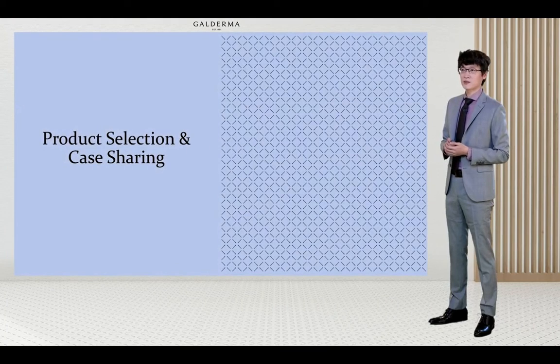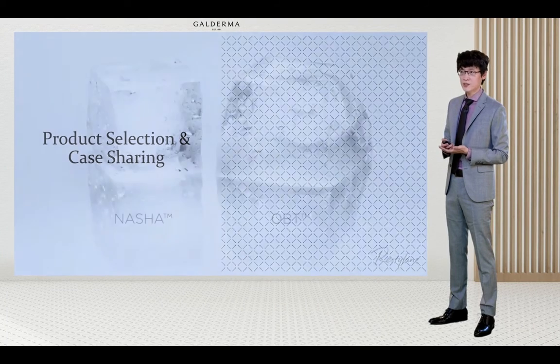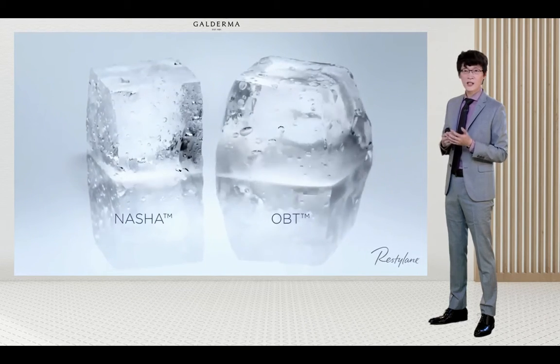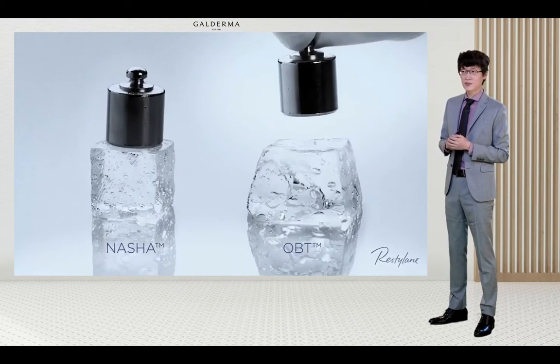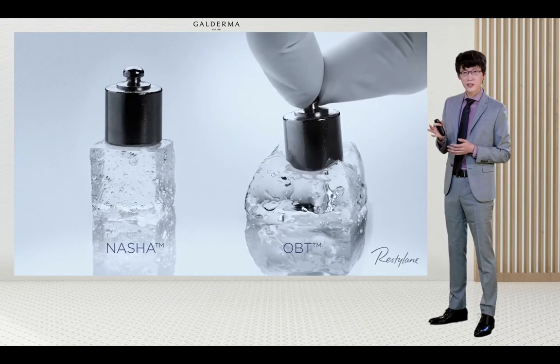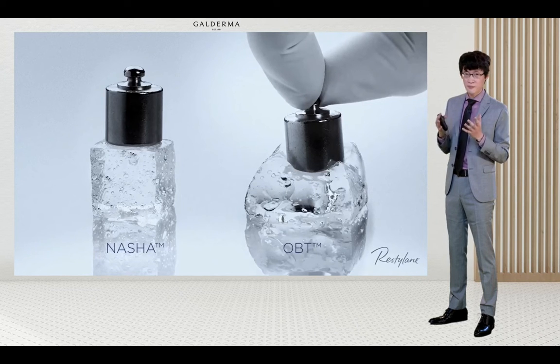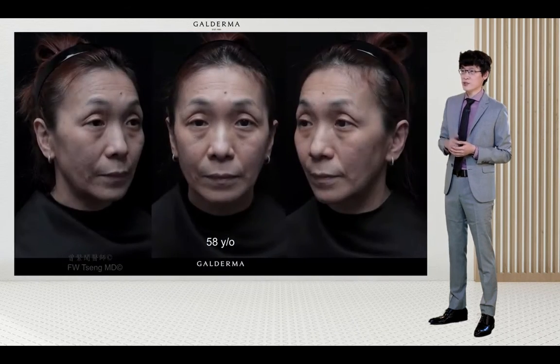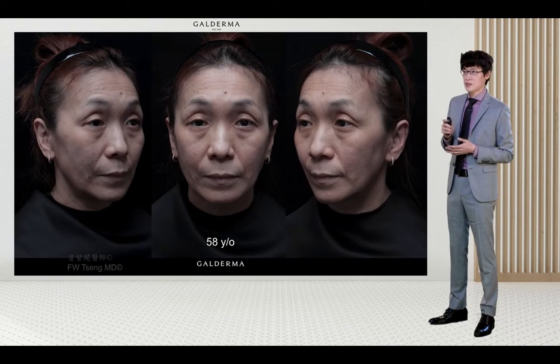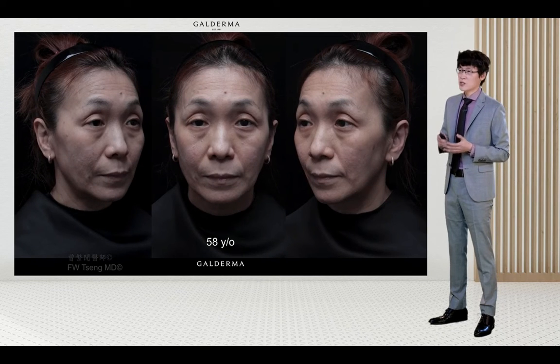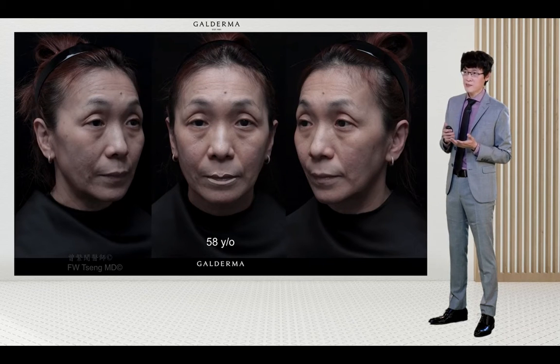To choose the product for the lips and perioral regions, NASHA has a higher G prime and is the firmer product. OBT is somewhat moderate in G prime, but it is more flexible. Nowadays, we mostly combine these two technologies to treat a patient for the best result. Let me share with you the story of this patient. This is a 58-year-old lady. She had thin lips without curvature or definition, and she was atrophic in the perioral region with sagginess.